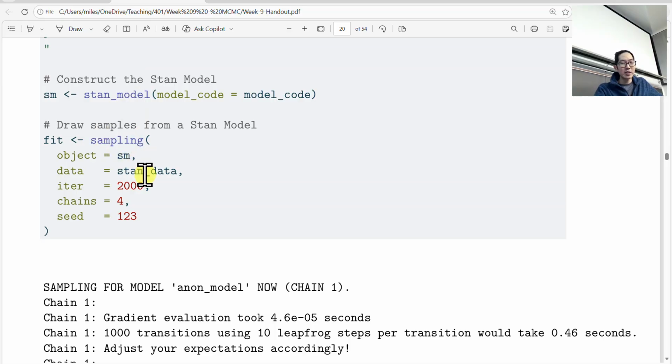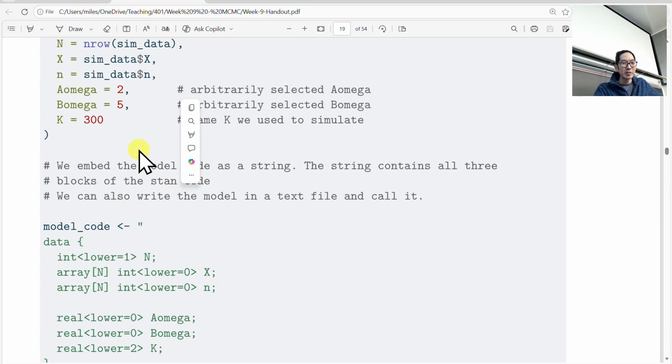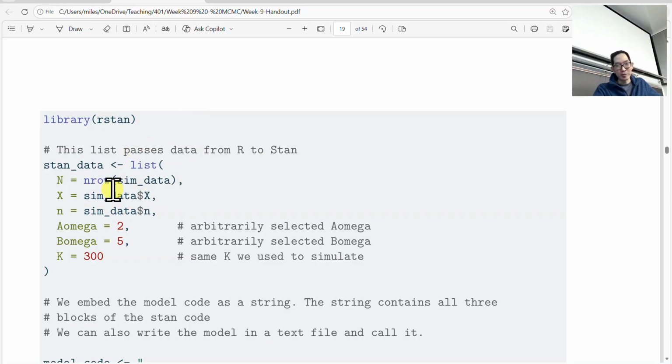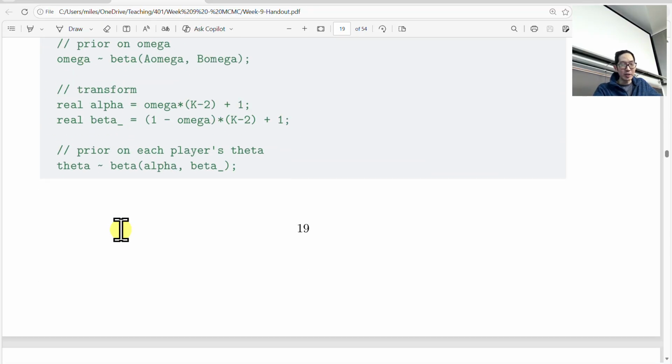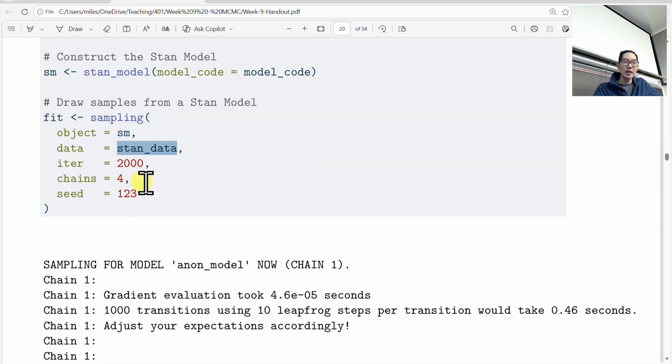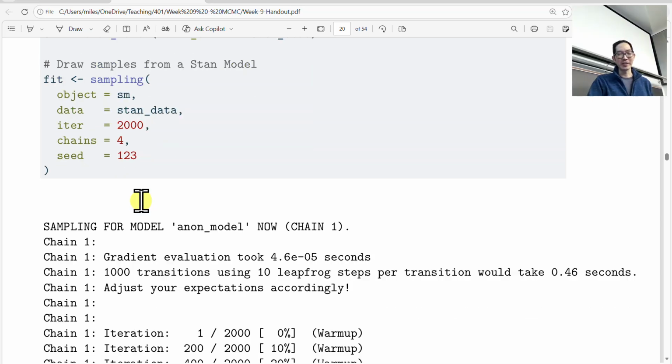And I say I want to use that model. The data that we're going to pass is going to be in this list where we pass to Stan the N and the X and the N and the alpha omega and B omega and things like that. And I say, hey, run 2,000 iterations, do 4 different chains, just in case, because sometimes the chains get stuck, sometimes the chains go wildly off into different directions. All kinds of things can go wrong when you do Markov chain Monte Carlo. And then you can have a seed and so on and so forth.